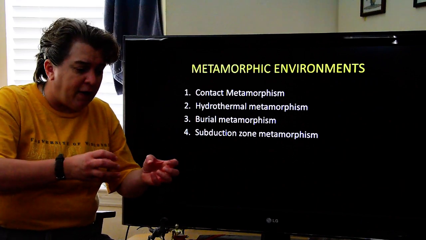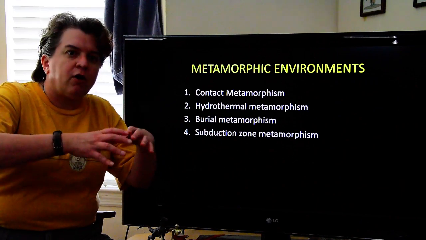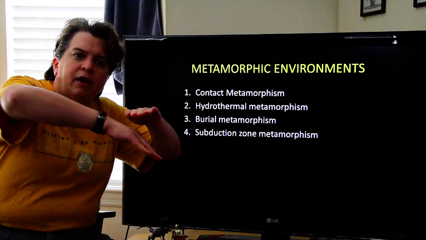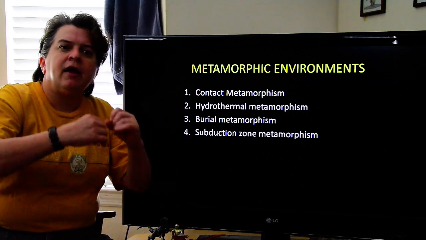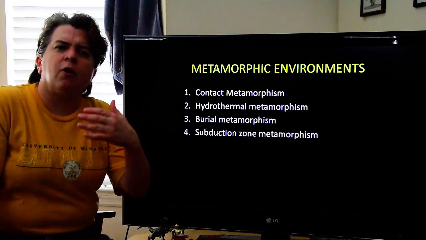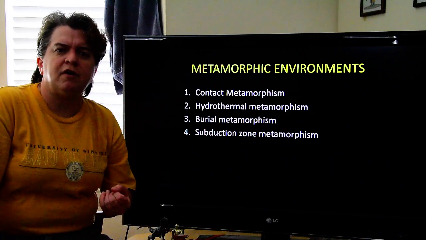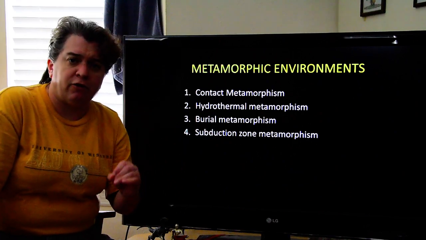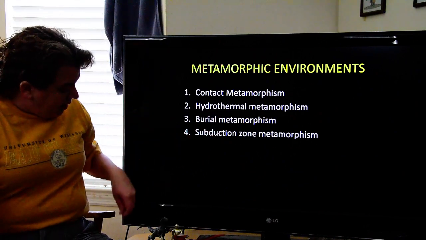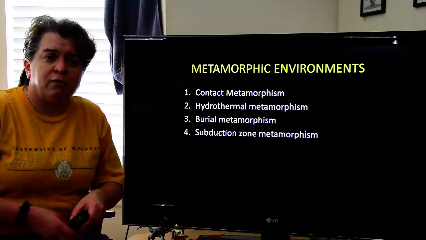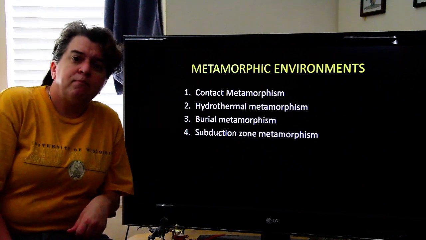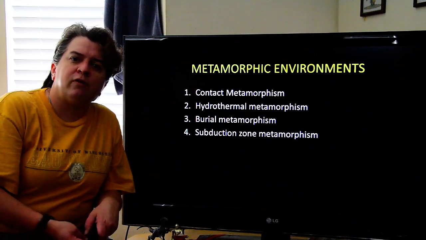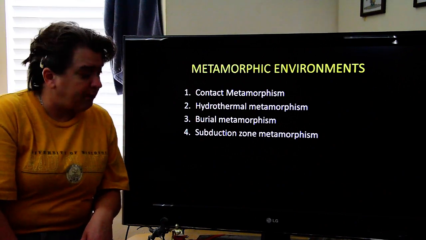So we have this very cold ocean plate sinking underneath another plate, going very deep. It's going to be going hundreds of kilometers deep. So it's going to be under very high pressure. And that's what we get in these subduction zones. We get this high pressure metamorphism because those rocks are being pushed so deep into our planet.